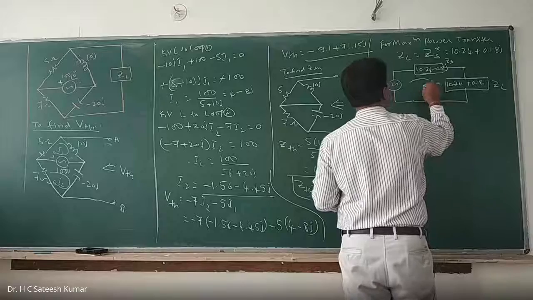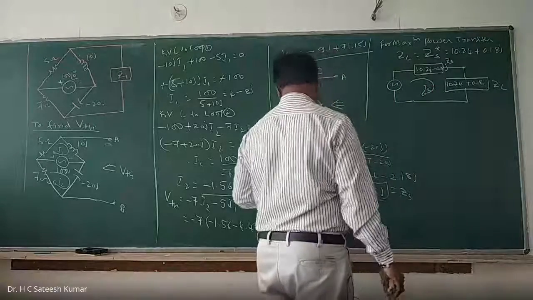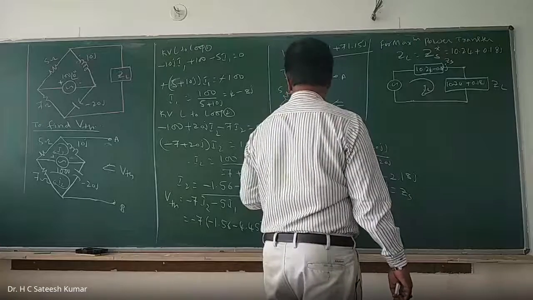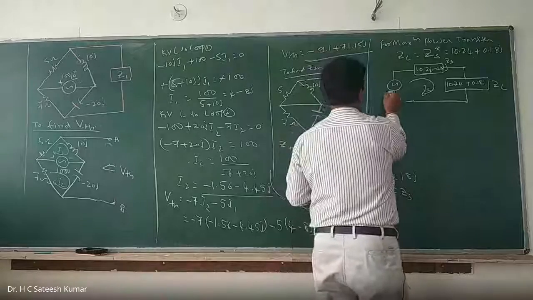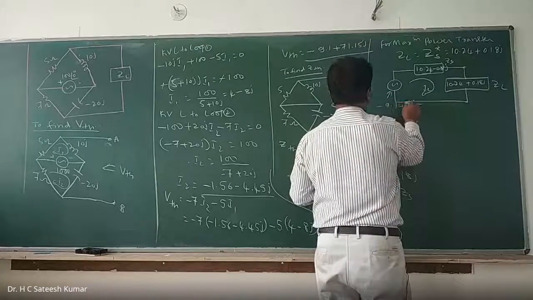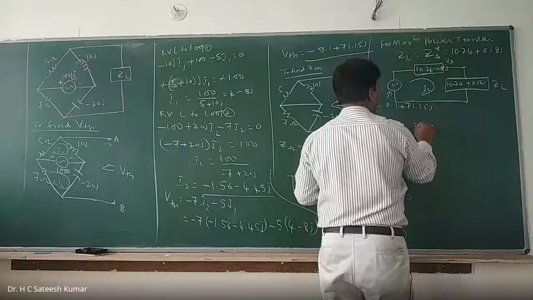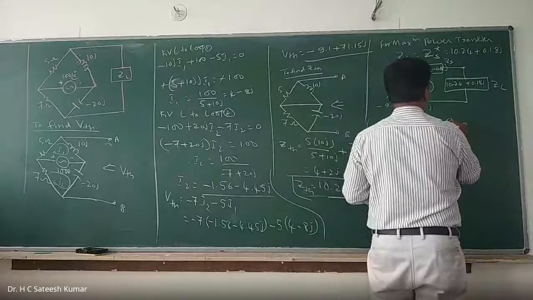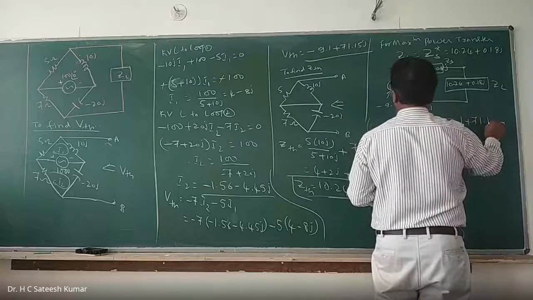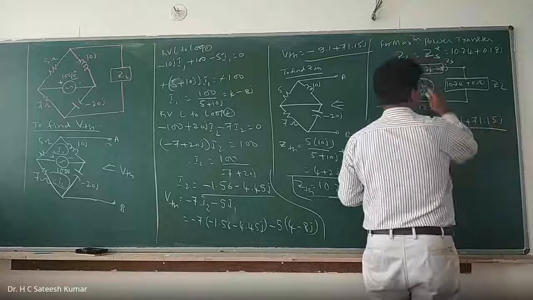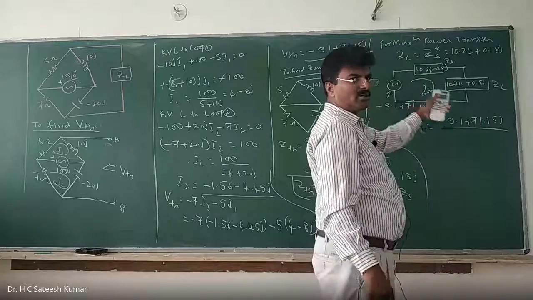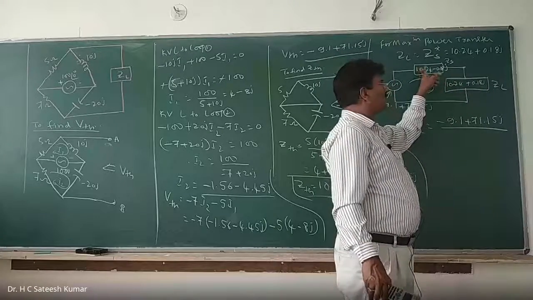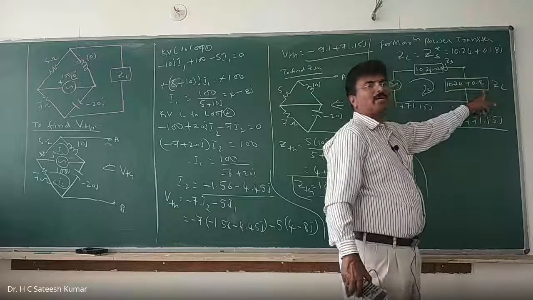Okay. Find out IL. IL is equal to, what is this? This one. IL, voltage source, sorry, VTH. VTH is minus 9.1 plus 71.15j. IL is equal to minus 9.1 plus 71.15j divided by, so whenever both of them are complex, always the imaginary part gets cancelled, because this load is the complex conjugate of this one. When you add these two, this minus 0.18j plus 0.18j gets cancelled.